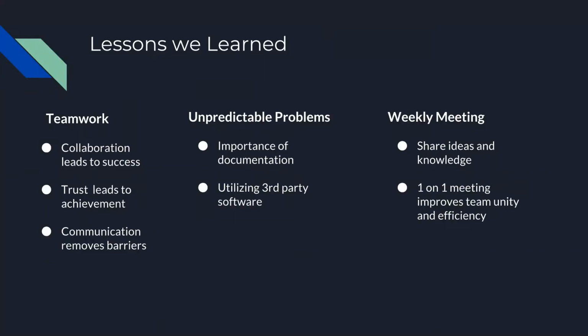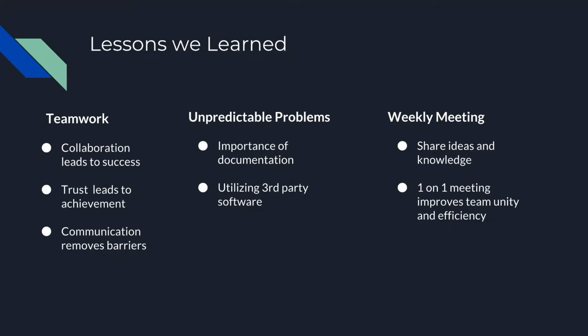Hi, this is Junfei. I'm going to talk about the lessons we learned in this two-term capstone. We have learned 3 core lessons. The first lesson is about teamwork. Through the cooperation, we successfully completed each process as planned. Because of the trust between us, we all did our best to get the work done. Due to the communication, we can reflect the trouble in time and overcome it.